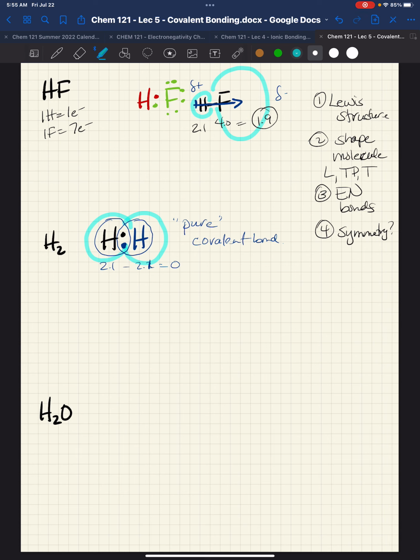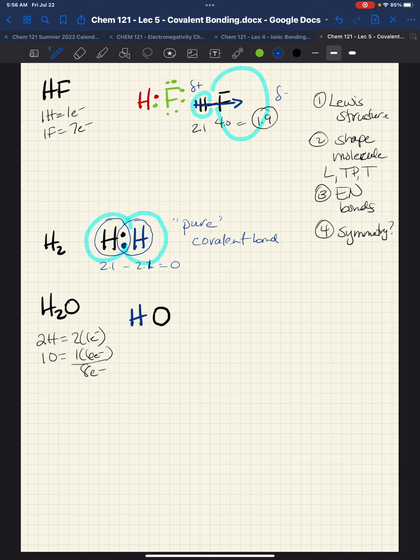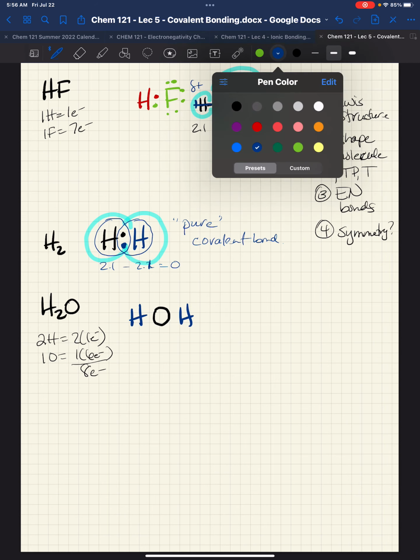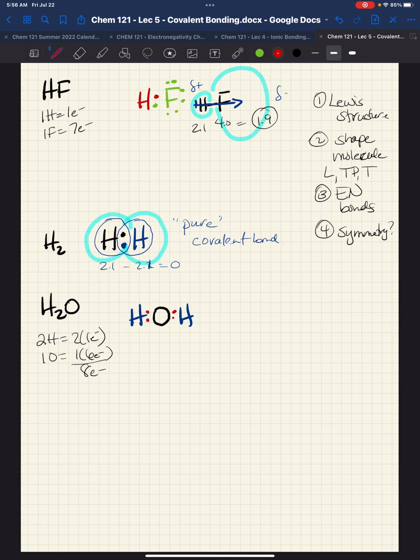Okay, so when we start talking about water, H2O, we've looked at this before, right? So we think about the Lewis structure: two hydrogens, so 2 times 1 electron, 1 oxygen, so 1 times 6 electrons, so 8 electrons total. Oxygen's going to be our central atom. I'm going to put in the hydrogens, and put in the electrons to share, so 2 and 2 to make a single bond. So I've used up 4 electrons, and I have 4 left. A hydrogen doesn't need them, so they actually go on the oxygen.